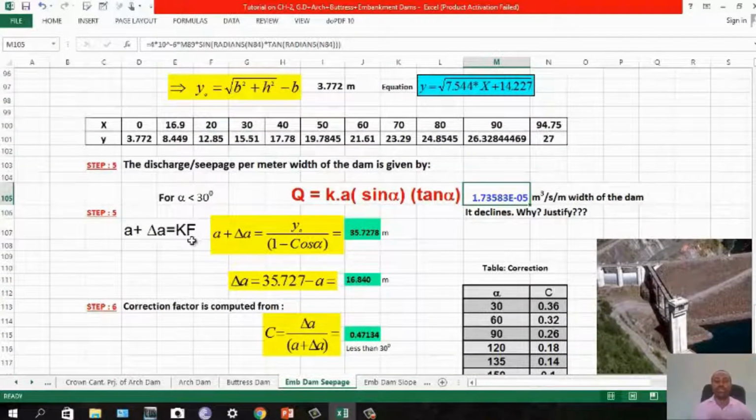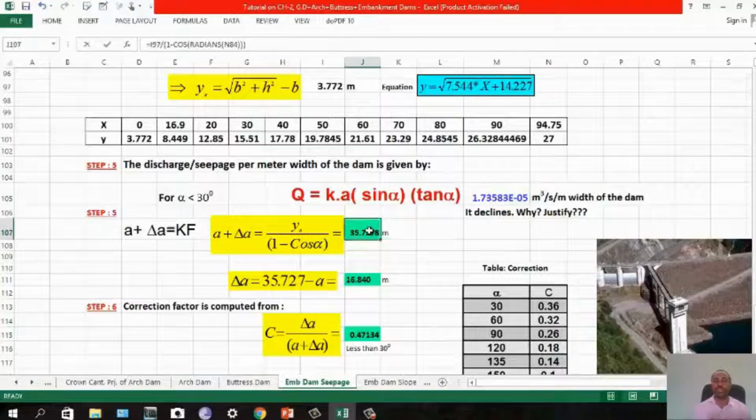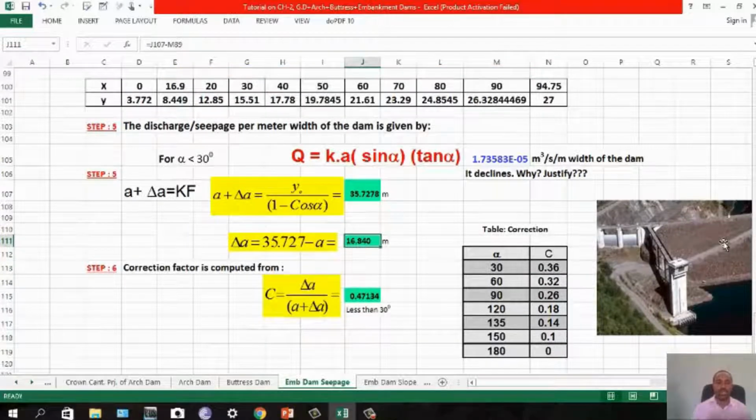You can use this equation. You get 35.72. Then delta A you can calculate now from this equation. Once you have A distance, and then you can get 16.84. So correction factor is computed using this equation. So you can check, then proceed.